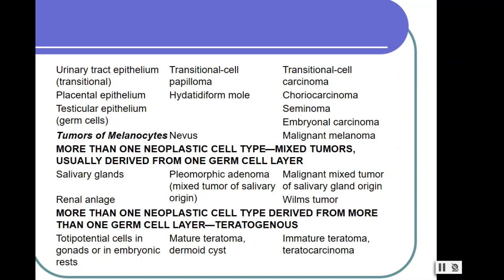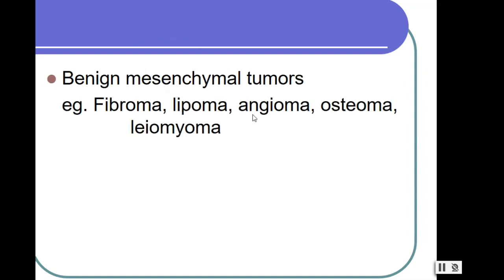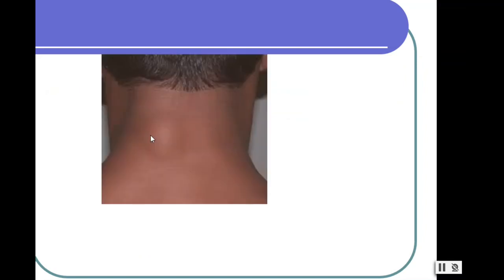Nagkakaiba lang, there's certain tumors that do not follow the rules, but there are few naman, so you can easily memorize them. So in benign tumors, oma plus cell of origin: fibroma, lipoma, angioma. Mesenchymal ito kasi fibroma is fiber, so sa connective tissue yan. Lipoma, yung mga adipocyte natin is connective tissue yan. Angioma, blood vessels. Osteoma, bones. Leiomyoma, smooth muscles. Okay? Let me just show you this picture.